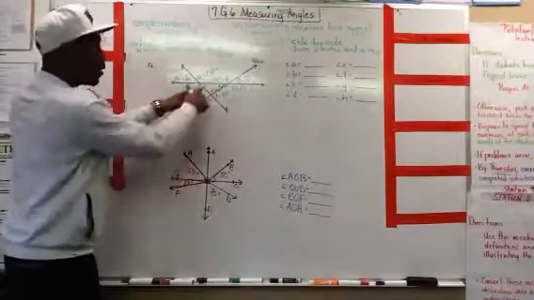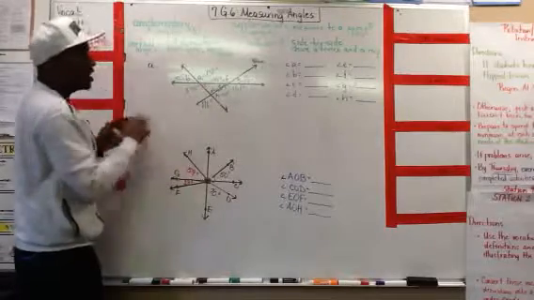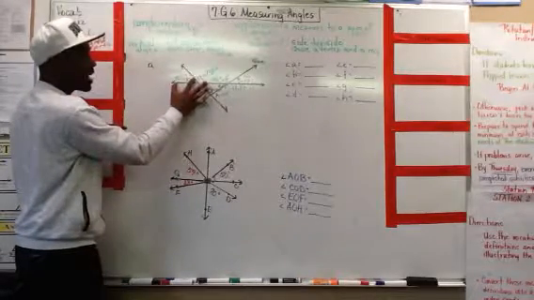116. Do I know C? No, Mr. Gray, I don't know C. But look at C and B. What kind of angles are they?